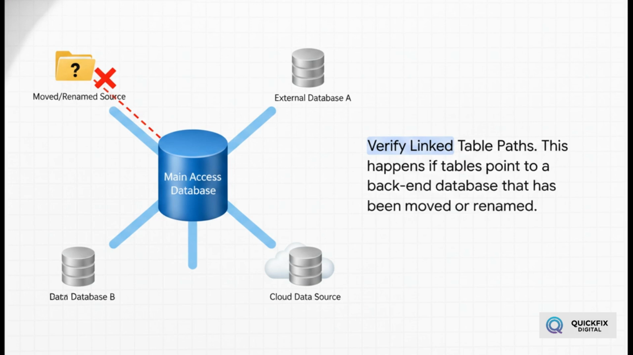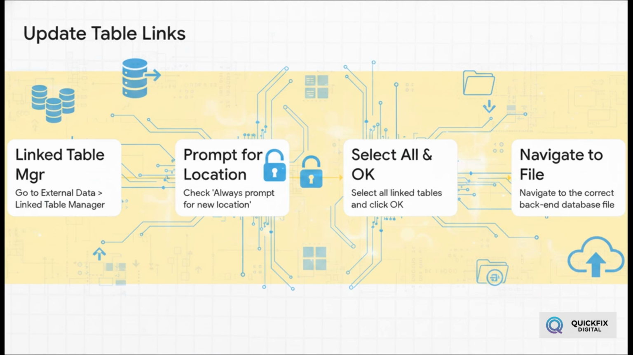This error also pops up when linked tables point to a file that's been moved or is offline. To fix this, we're going to use the Linked Table Manager. It's designed for this exact problem. It just lets you tell Access where the new, correct location of your linked file is.